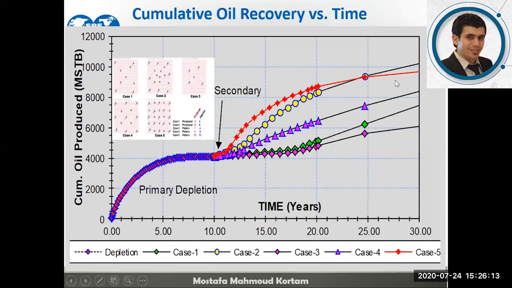That is a primary depletion. Of course, they are equal for all cases. Then with the starting of the injection, the red curve is case number 5, where they have a 9 spot, and they have to choose or drill about 12 producer wells with 13 injector wells, corresponding to 12 producer wells.